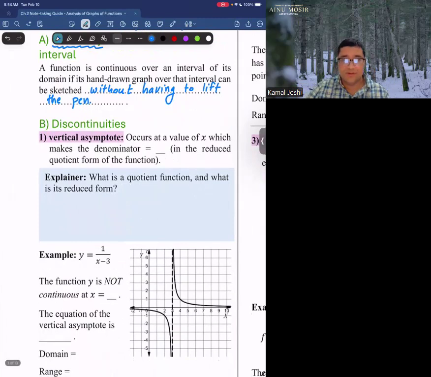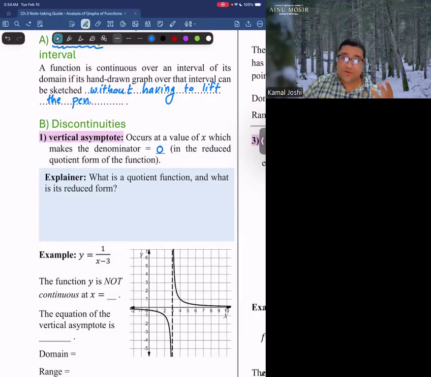Then the question comes, what is discontinuous? When it is not continuous. That is what we'll study under the topic discontinuities. And it turns out there is not just one, but there are three different ways a graph may be not continuous. The first one is when we get vertical asymptotes. This occurs at the value of x which makes the denominator 0. So a vertical asymptote is where the graph is going to infinity.